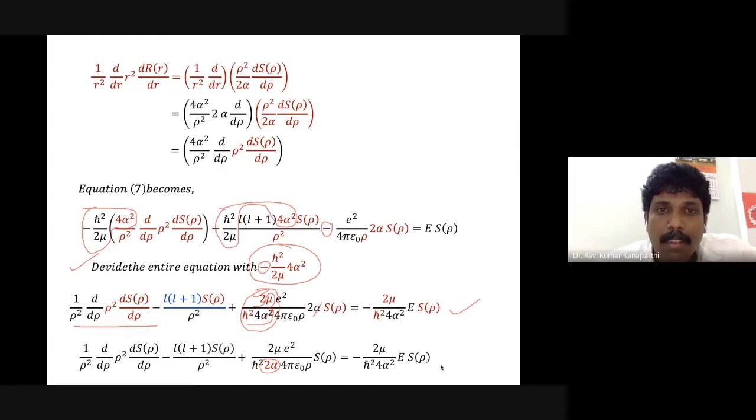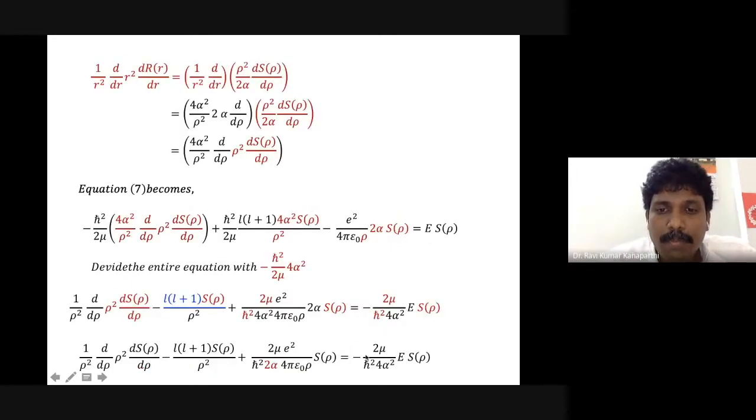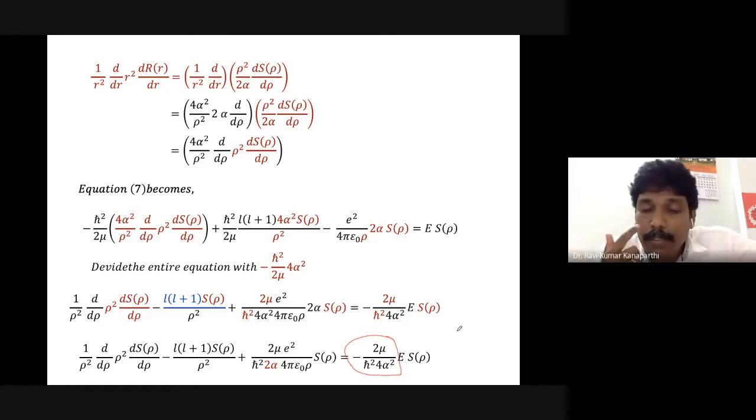Further, you can also do a simple substitution in this expression. I told you that the α value we have introduced is like a constant, right? So we can define α as we wish, because it is a constant. But what we will do is define it such that the entire expression becomes much simpler. So the value of α has to be defined. That's what I said.